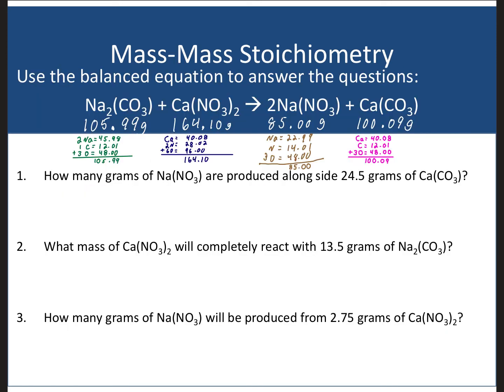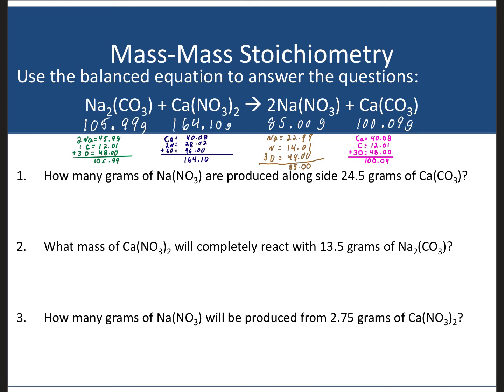All right, on this slide, I have a balanced equation of sodium carbonate plus calcium nitrate giving us 2 sodium nitrates and a calcium carbonate. I've gone in and done all the formula masses here underneath them, wrote them in white. So let's do the examples.